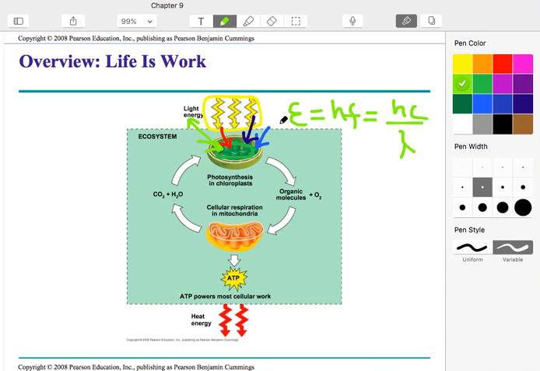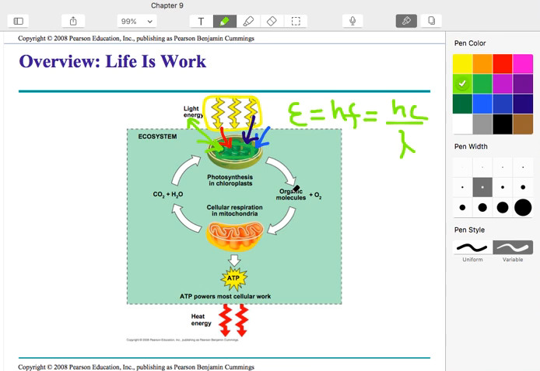Next, what are the products of photosynthesis? The main products of photosynthesis are organic molecules and oxygen. Oxygen is a byproduct. The oxygen we inhale every day is from photosynthesis. So if plants stop photosynthesis, we're not going to survive, right? Oxygen is a basic need for us. It also produces organic molecules.